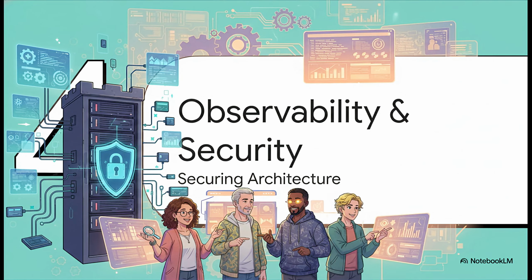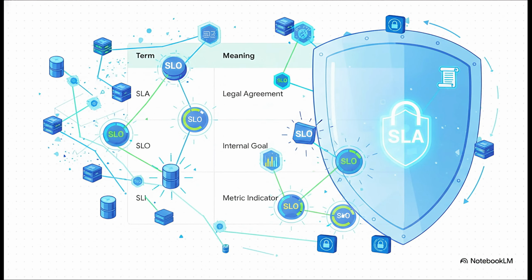Okay, final section. The ultimate sign of a senior engineer is knowing that a system is never really finished until it is securely locked down and fully observable in production. First up, you've got to leverage distributed tracing. This lets you track a single user's request as it jumps across dozens of different microservices.